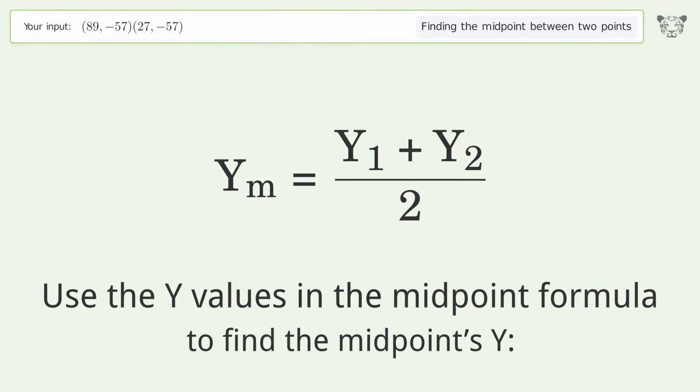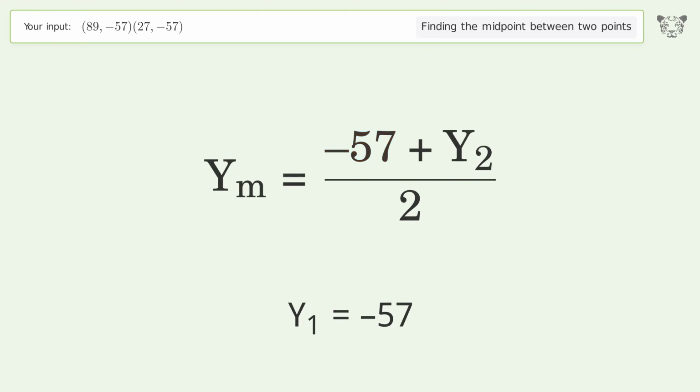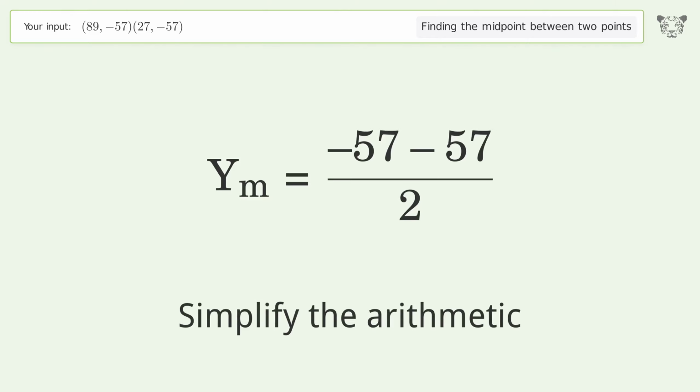Use the y values in the midpoint formula to find the midpoint's y. y1 equals negative 57. y2 equals negative 57. Simplify the arithmetic.